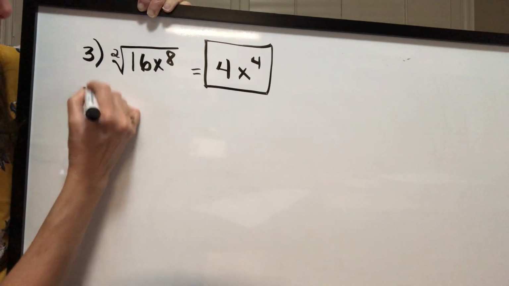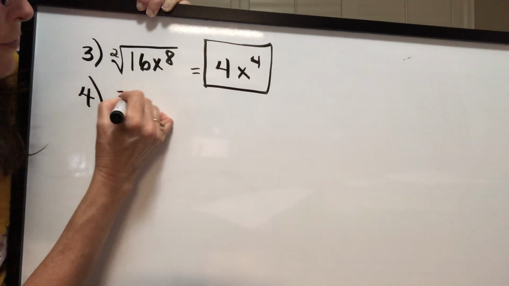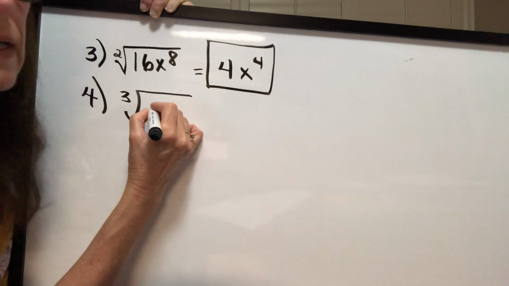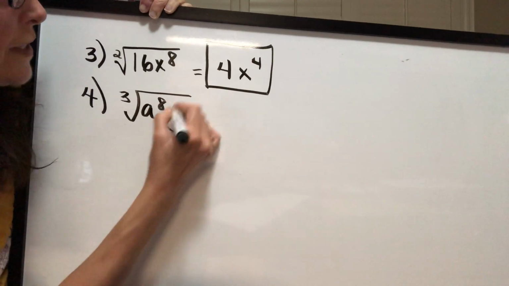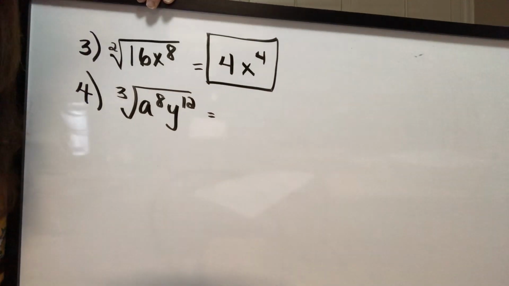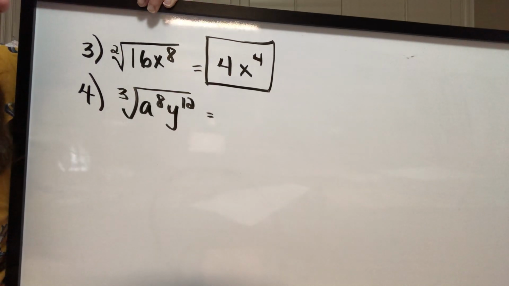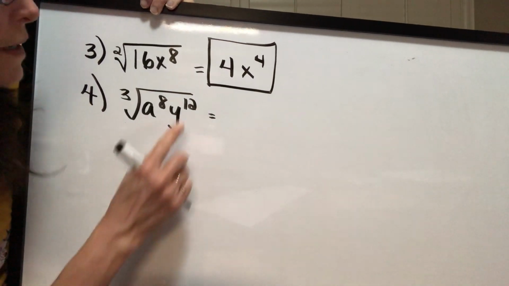Okay, so let's try number 4. This one is a cube root of a to the 8th and y to the 12th. Okay, so there are no numbers here to deal with, just variables. So you're going to take, that's a 6.